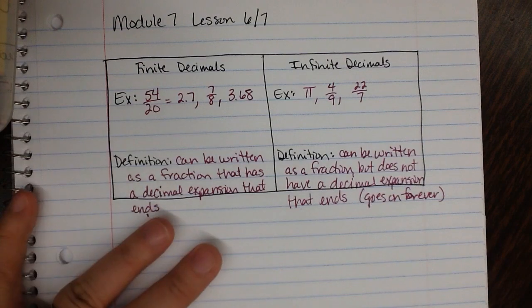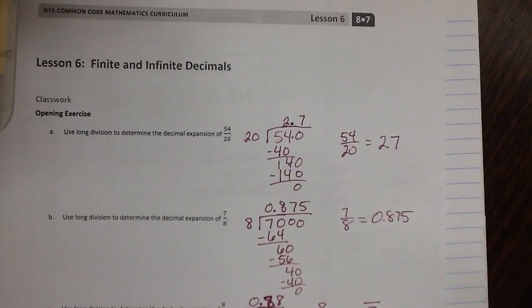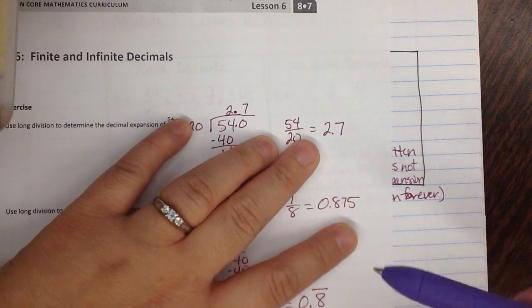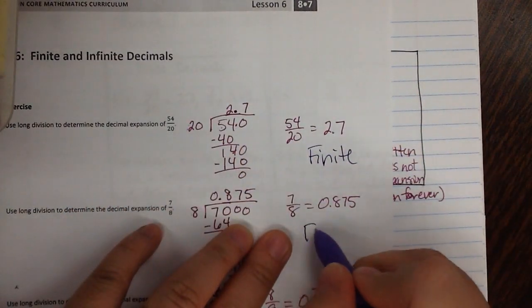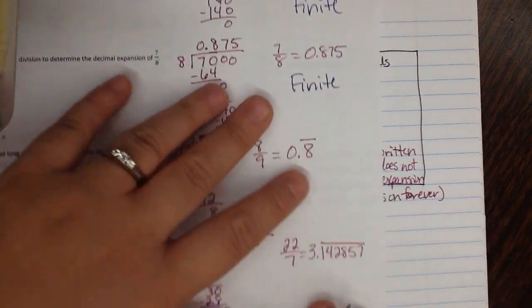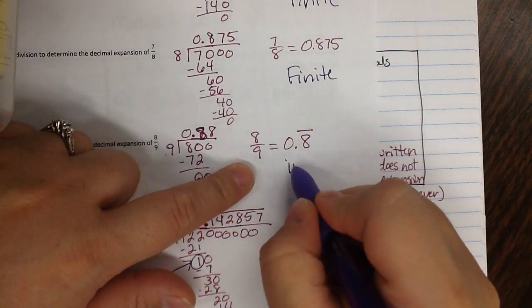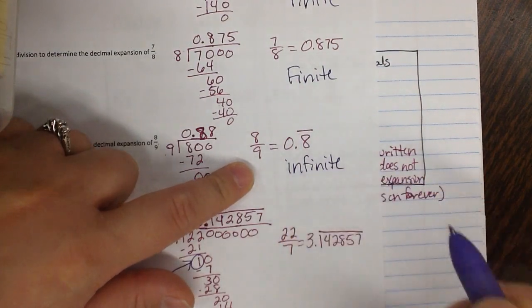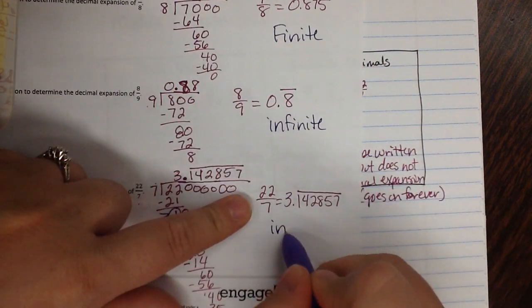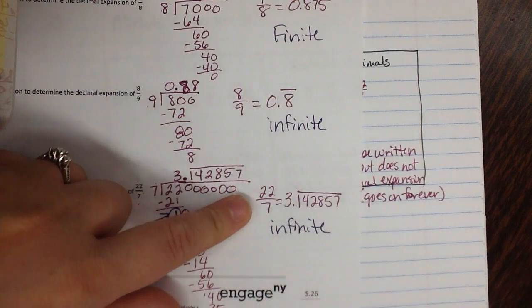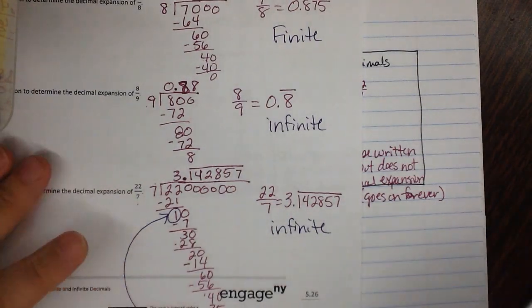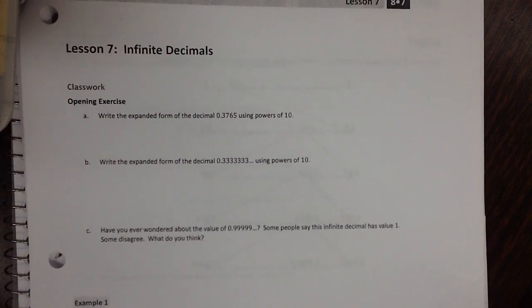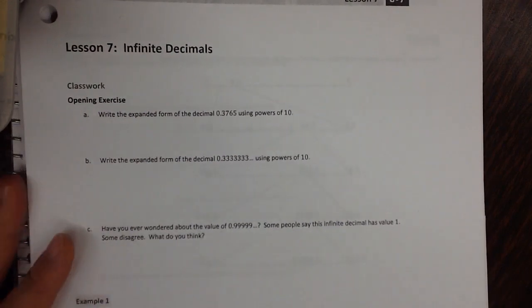And so if we go back to this, okay, we can say, okay, this one ended, so this is finite. This one ended, finite. This one did not end, so it's infinite. And this one did not end, so it's infinite. Okay? So that's all we're going to do of 6. So now let's jump over to page S32 right here. And we're going to go through 7.